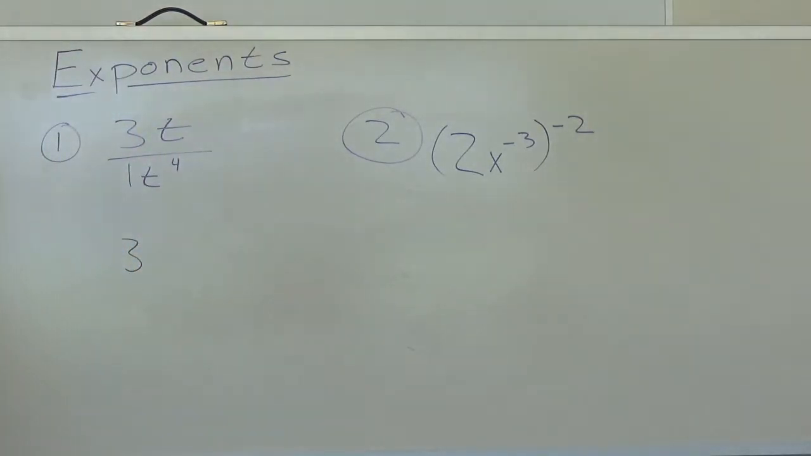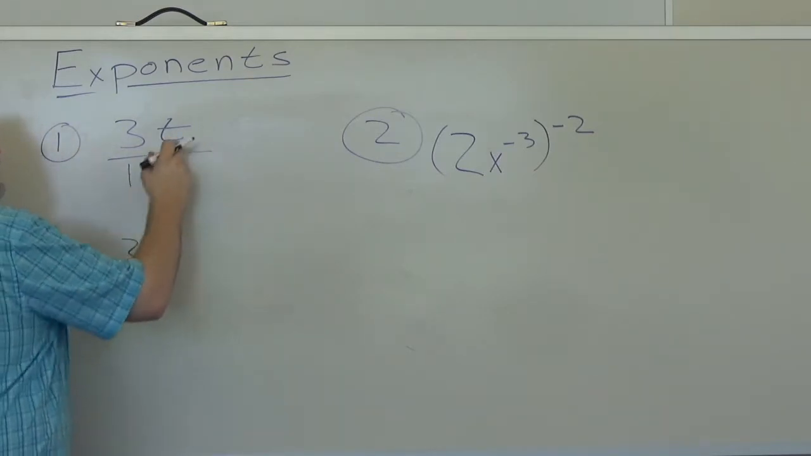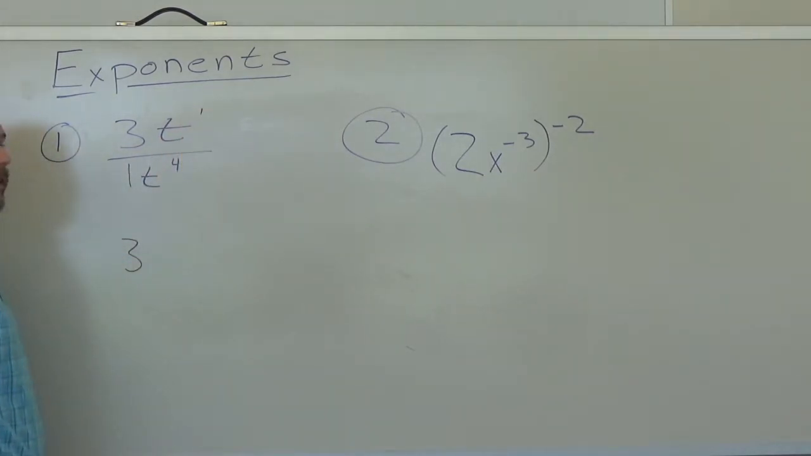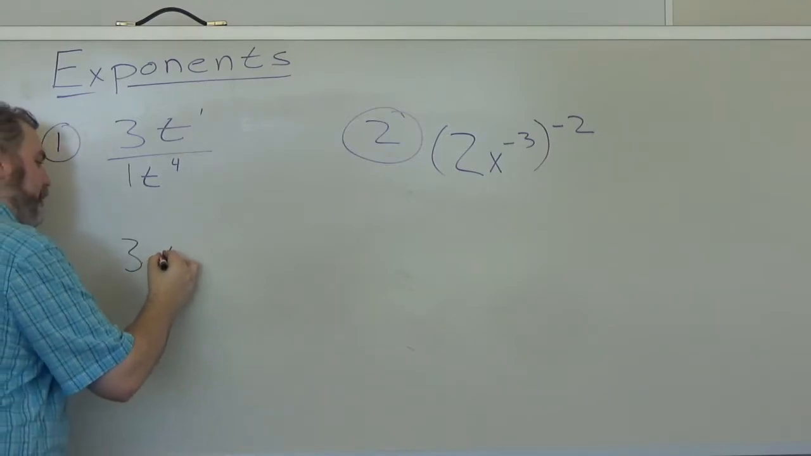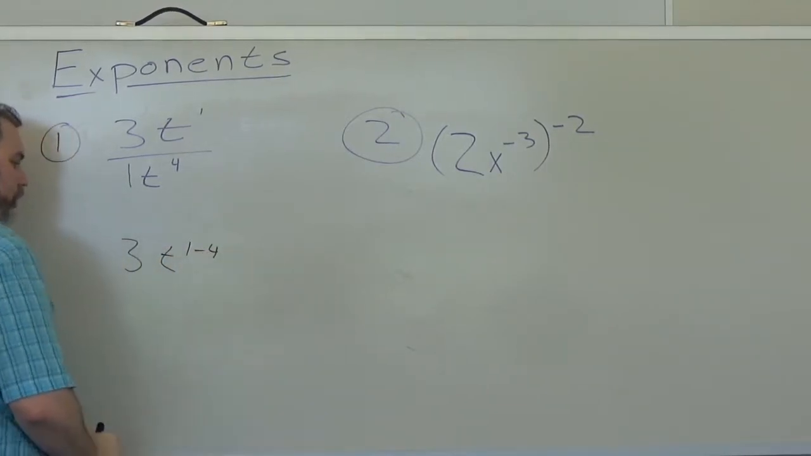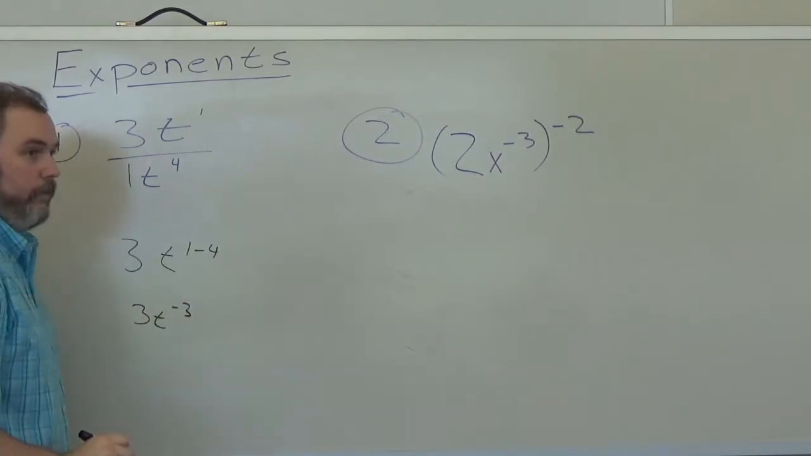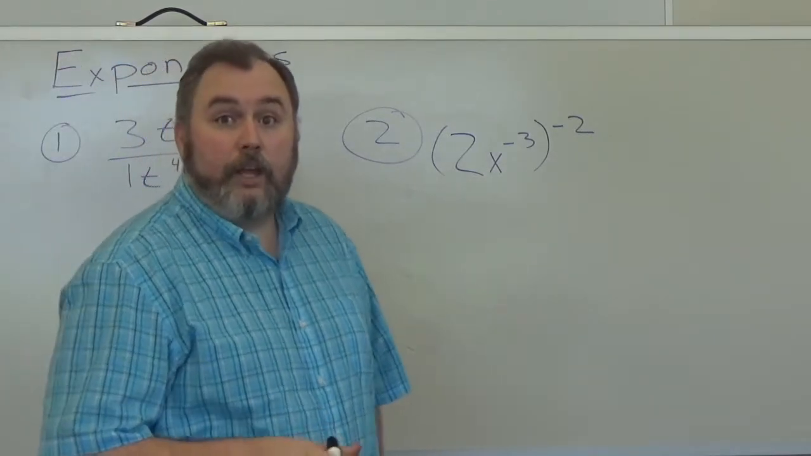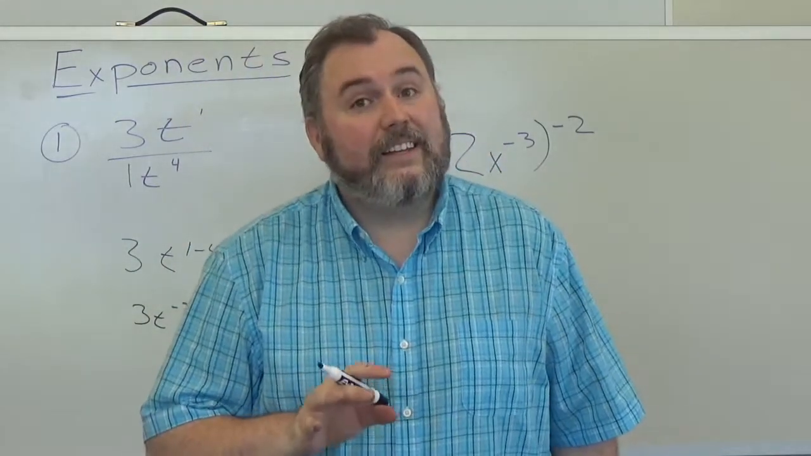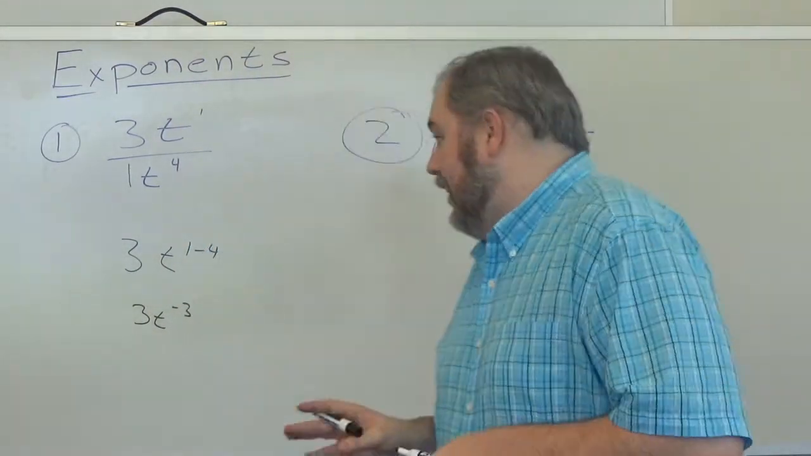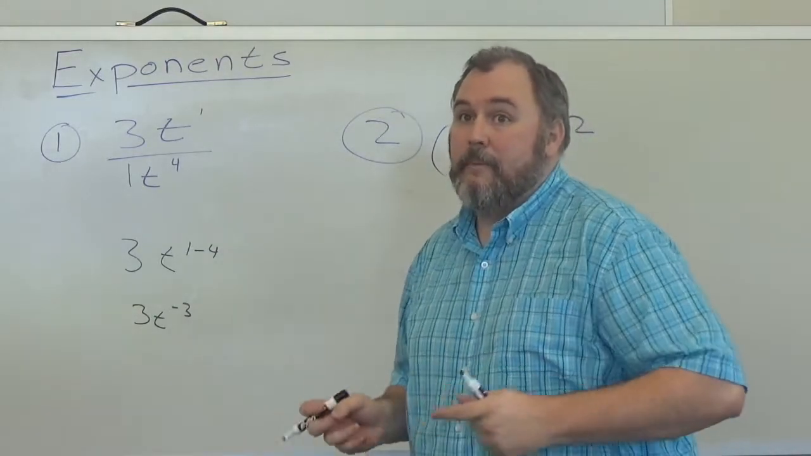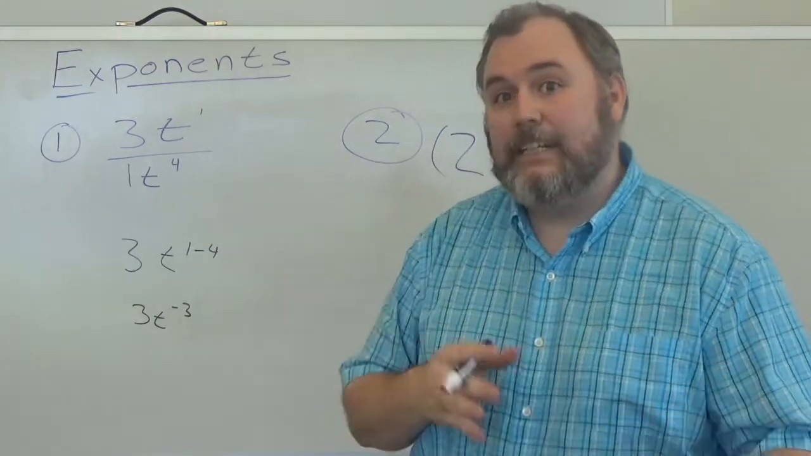Now let's look at it. We're going to do t divided by t to the 4th. This follows our quotient rule. What are we really doing? Well, technically this t is being raised to the 1 power. So we're saying t to the 1 minus 4. This could be written as 3t to the negative 3. If this is where you stopped, you would get this wrong. We're not completely done. Yes, this is correct, but it's not completely correct.